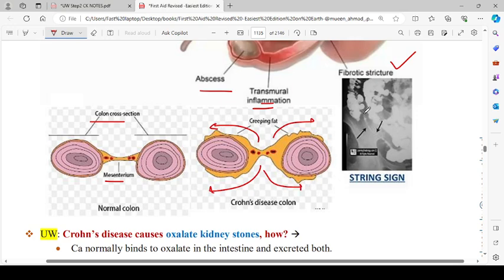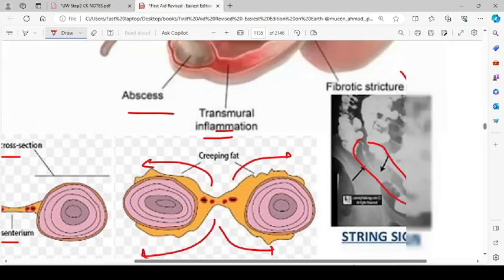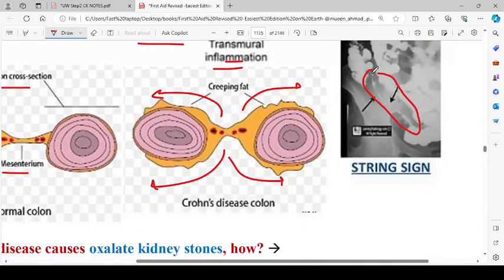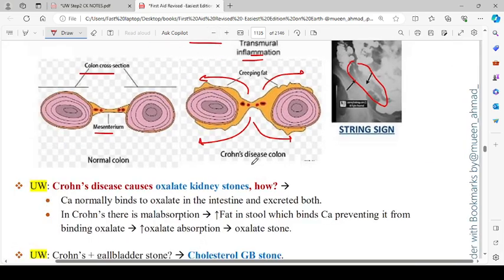And string sign is like this: this is the lumen that has become so thin that it looks like a string. I think now it is more visible. So this is the mucosa. This is not the mucosa. I'm sorry. This is the intestinal loop that has become so inflamed that the lumen is so narrow that when we give the barium swallow, the barium forms a very thin line that is apparent on X-ray, and that is called the string sign.